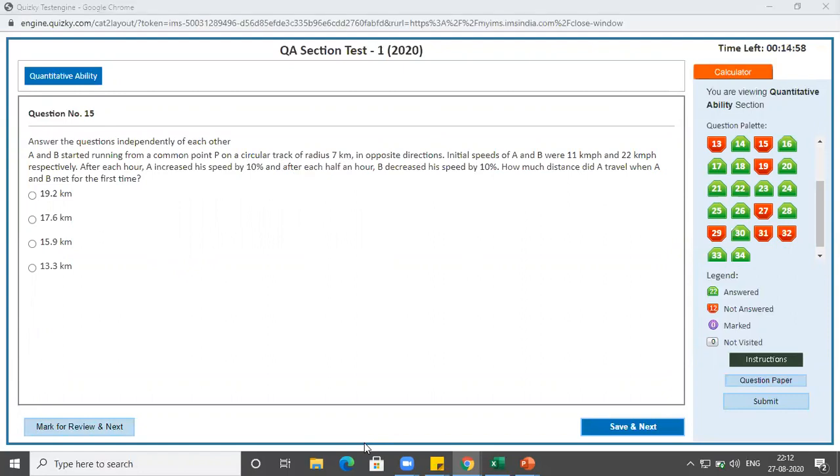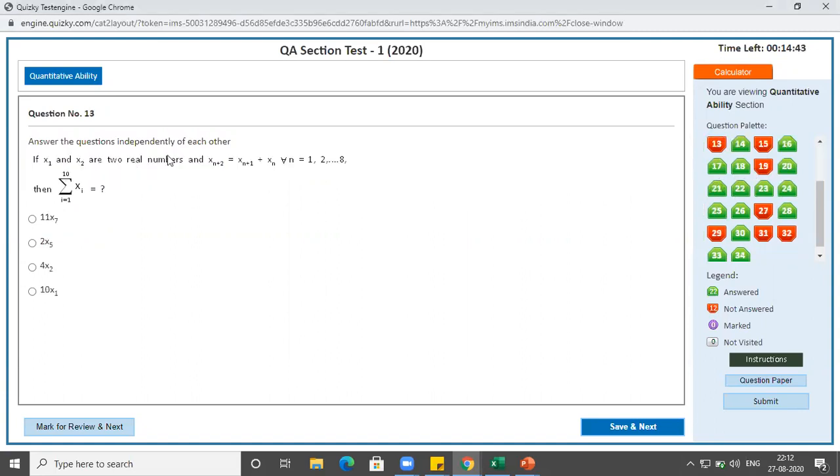Okay. How much distance does A travel? So A, after every hour, some speed change is happening there. Okay, got it. I know. I think this is round 3, it will take effort. Then answer the question depending on each other. Send real two real numbers. Round 3.